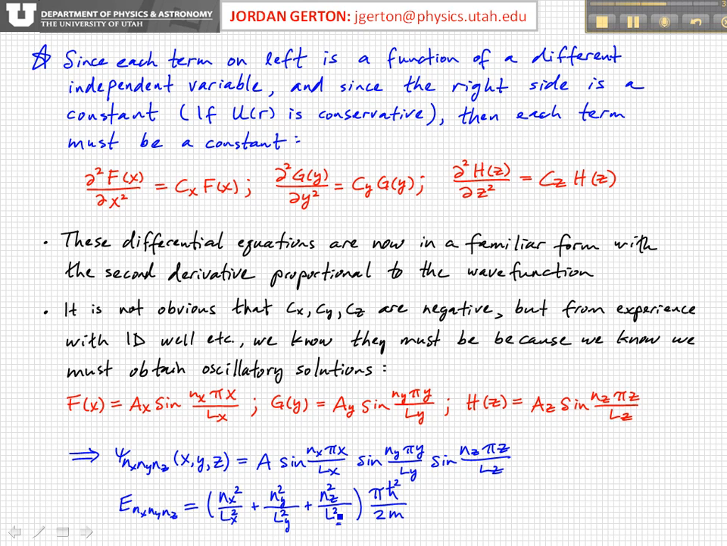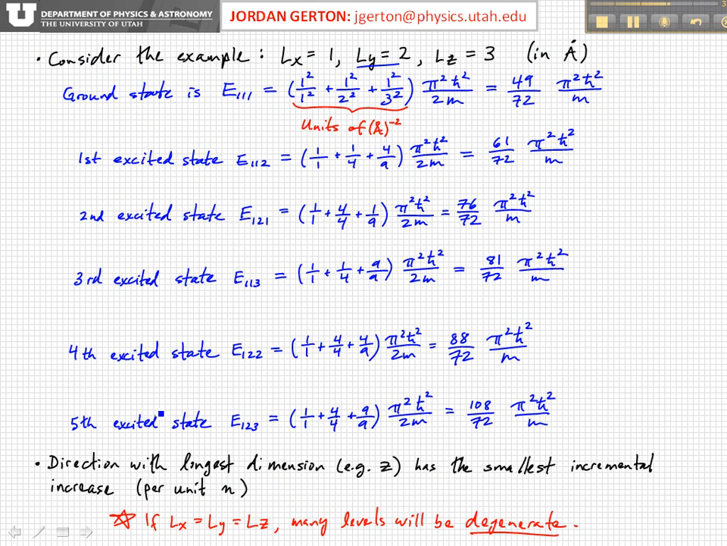Then an incremental increase in the quantum number corresponding to that direction is going to have the smallest effect on the energy. Okay, so if we increase the quantum number in the z direction by 1, we go from 1 squared to 2 squared, or 4, and so this gives us the smallest increase in the energy from the ground state, and what we end up with is 61 over 72 times pi squared h bar squared over m. Okay, so then what's the next one?